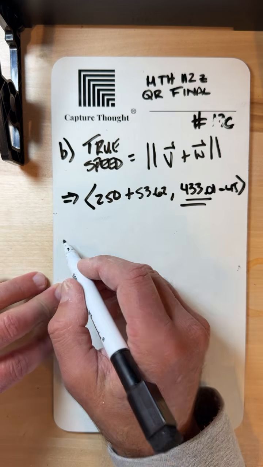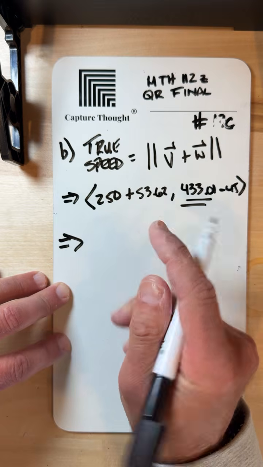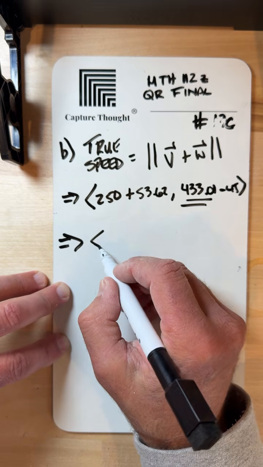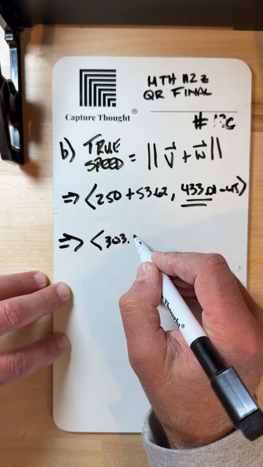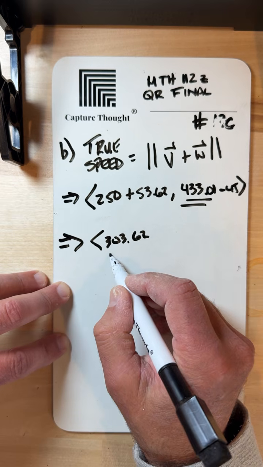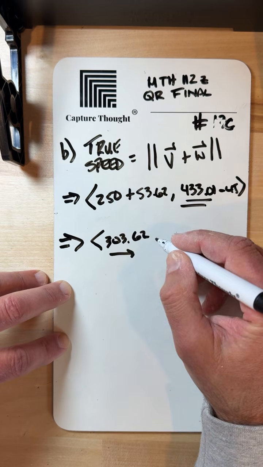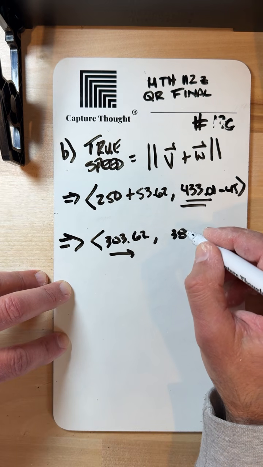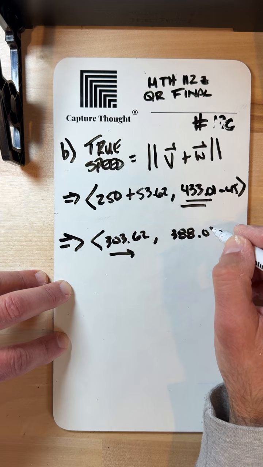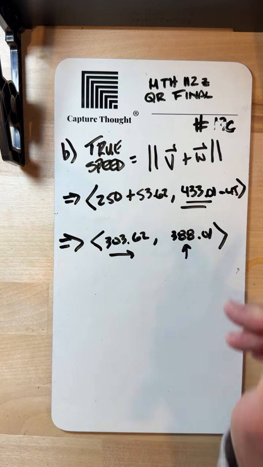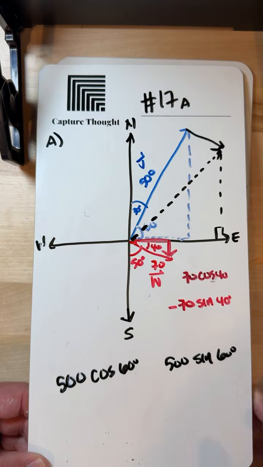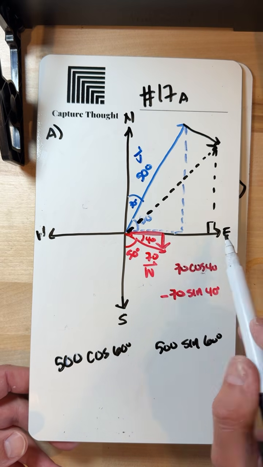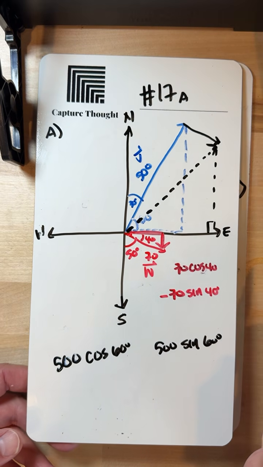Anyways, okay, so moving forward, if I add these together, that would give me 303.62. That's how much we're moving in the X direction. And then 388.01, and that's how much we're moving in the Y direction. So what did I just find, right? There's the X component and there's the Y component, okay?